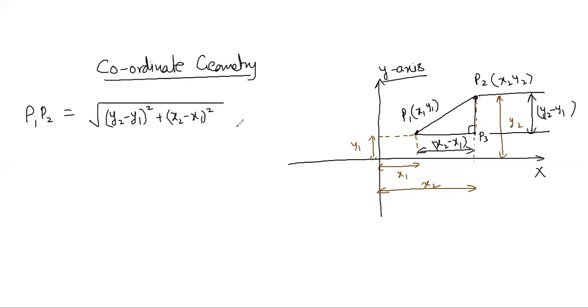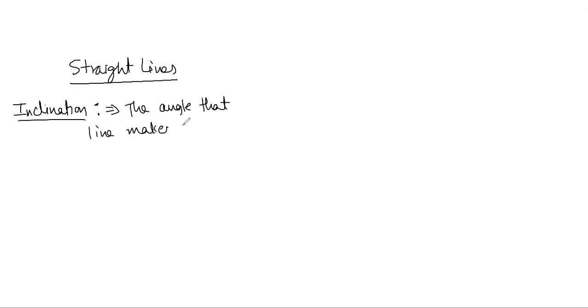Now we will start discussion about straight lines. So what is the inclination of a straight line? The inclination of a straight line is defined as the angle that the line makes with the positive x-axis.